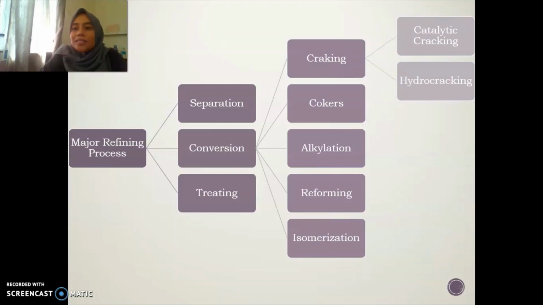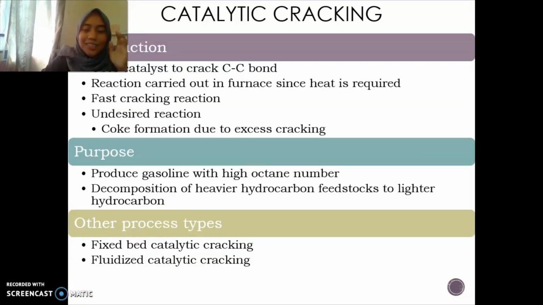So I'm going to proceed with the cracking process. First is the catalytic cracking. Catalytic cracking is a process that uses a catalyst to crack the carbon-carbon bond, and the reaction is carried out in a furnace since heat is required. It is a fast cracking reaction due to the catalyst added. Excess cracking will lead to coke formation, and it is an undesirable reaction.